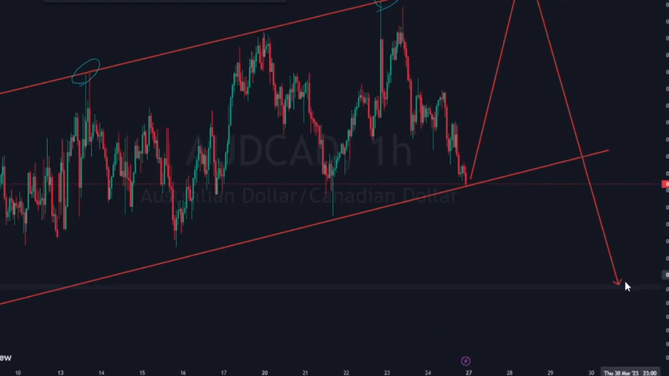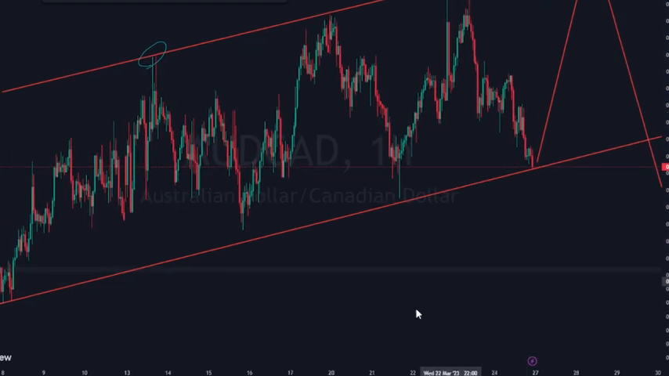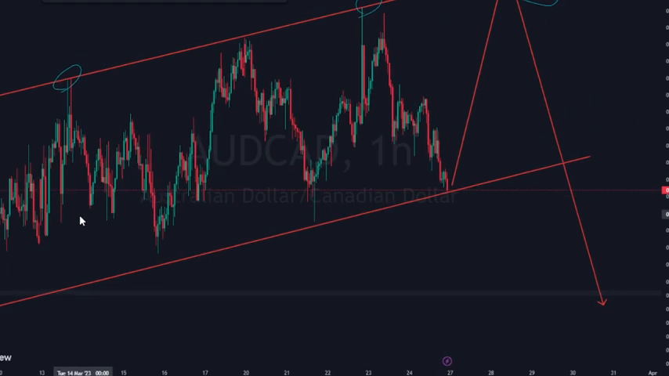And usually my target's gonna be at the start of this pattern, or rather I'll just look to exit at this zone, because this is a very important zone. As you can see, price just broke out falsely at this zone, so look to take profits at this zone.